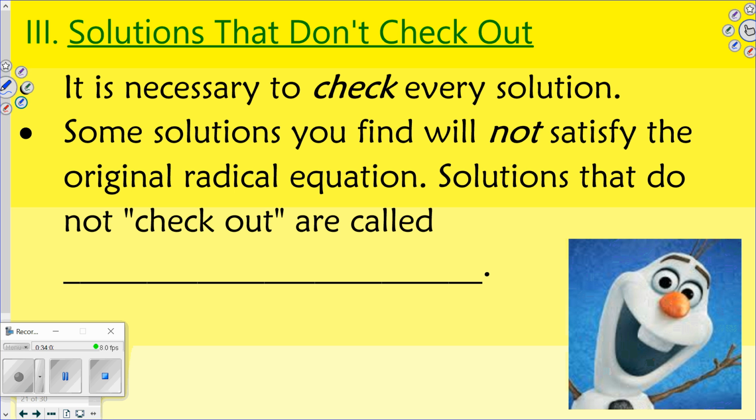All right, skipping then to part 3. Woohoo, last part. Part 3 is just where the ones that have extraneous will show up. Same idea. I just want you to kind of see some that actually have extraneous to them. It is necessary to check every solution because some of them do not satisfy it. If they don't check out, they are called extraneous solutions. We've seen that word numerous times.